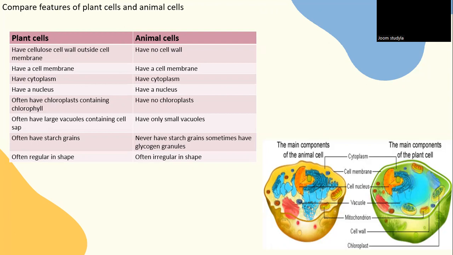Okay. The other part is vacuole. We're already talking about vacuoles. What is the difference in vacuoles between animal and plant cells? Plant cells often have large vacuoles containing cell sap, but animal cells have only small vacuoles. And plant cells often have starch grains, and animal cells never have starch grains. Sometimes they have glycogen granules. And plant cells are often regular in shape, and animal cells are often irregular in shape.